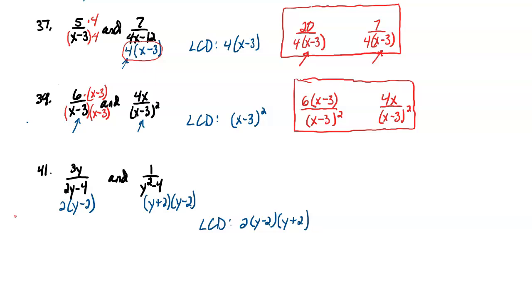Now go back to the first fraction. What do you need to multiply by in the denominator in order to change it to the least common denominator? You already have the 2, you already have the y minus 2. It's missing the y plus 2. And multiply by that in the top. Over on the right side of the screen, we've created 3y parentheses y plus 2 over our least common denominator.